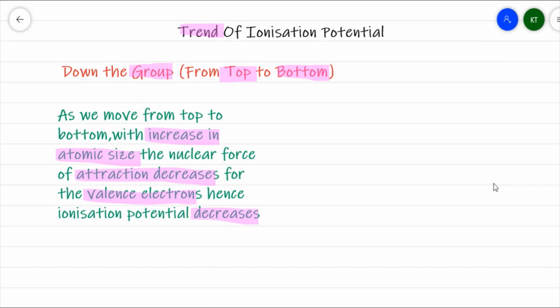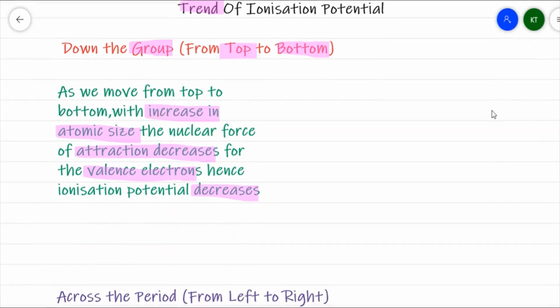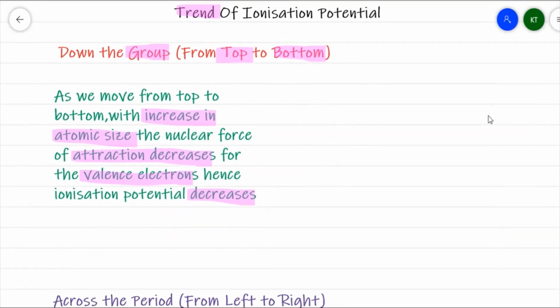So as atomic size increases, ionization potential decreases. Let me take an example to understand this. I have elements present in group 1, so we take the elements of group 1 into consideration. This is group 1A, or the first group. The elements are hydrogen, lithium, sodium, potassium, rubidium and cesium.